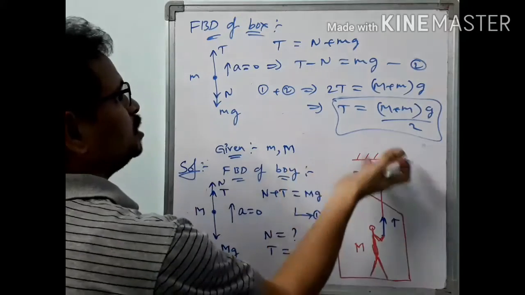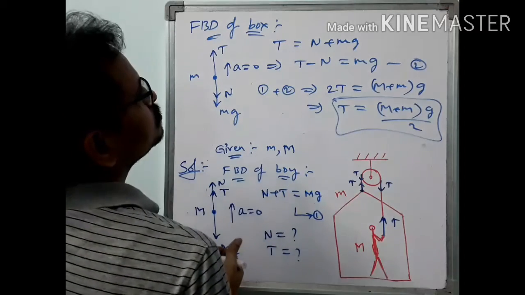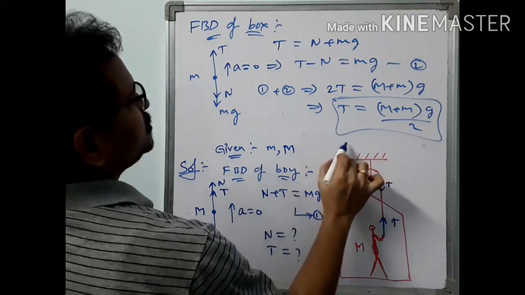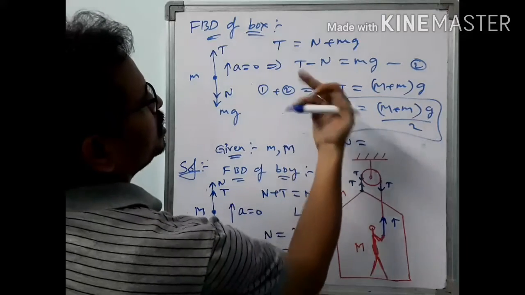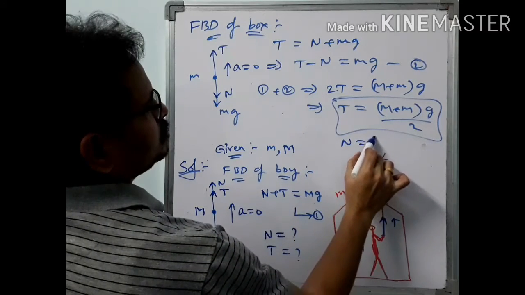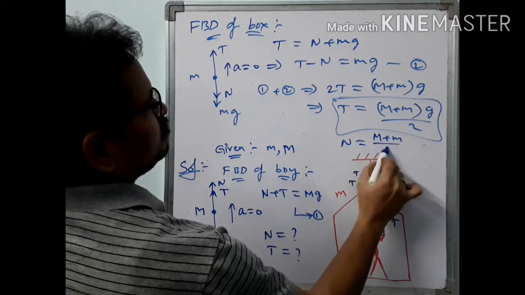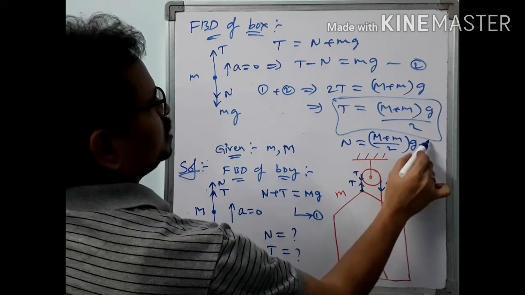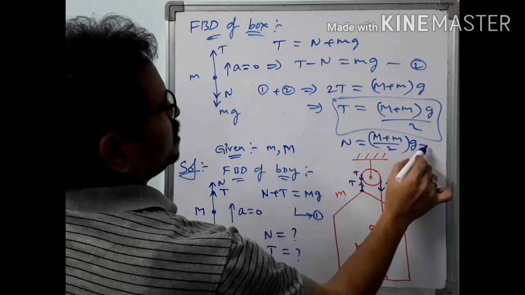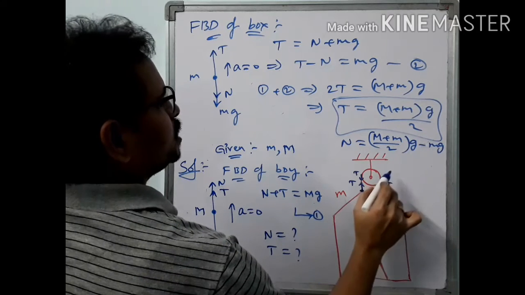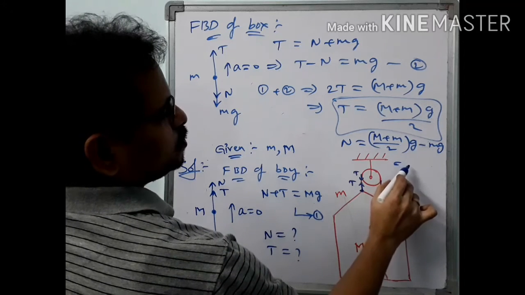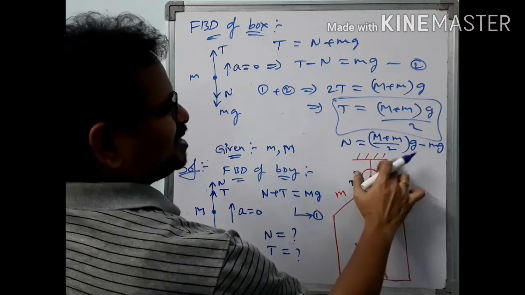A normal reaction, you can get from this one. N equal to how much? T minus mg. That is (M plus m) by 2 into g minus mg. Okay, this is equal to, you can solve it.